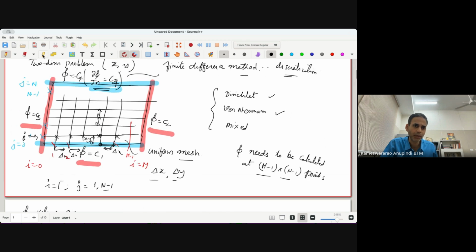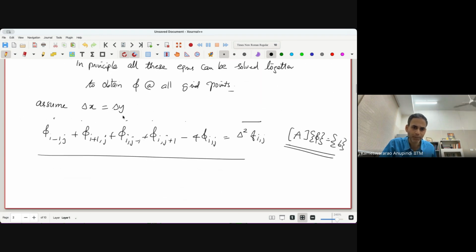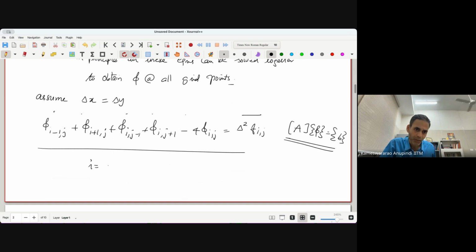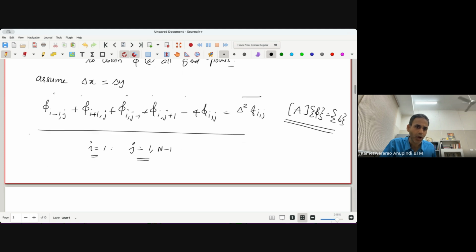That means I'm on the y-axis, just right here. It is extending from j equals 1 to n minus 1, with i equals 1. So I am on a line that is parallel to the y-axis, but it is offset from the y-axis by delta x distance. I want to write this discrete equation for all the points that are on that line. That means I want to write it for i equals 1 and j going from 1 to n minus 1. So how does this equation get modified?